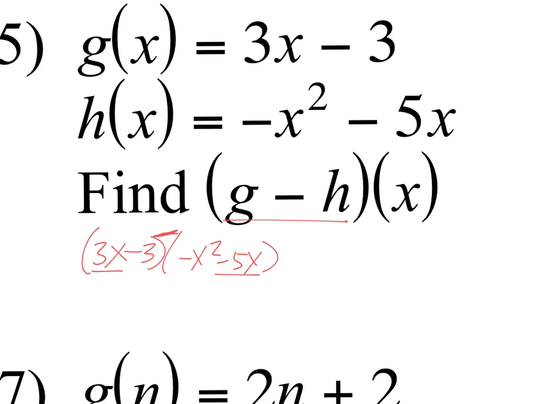3x minus -5x is positive 8x. Minus 3 has no friends. We've got minus -x squared to make that plus x squared. And aside from a very lonely 3 with no friends, we are done.